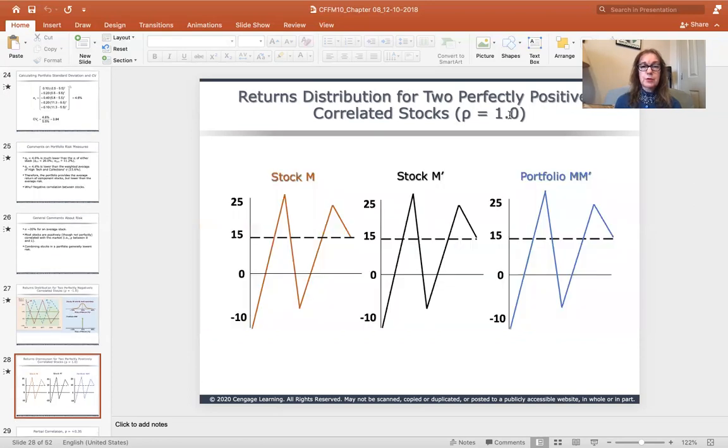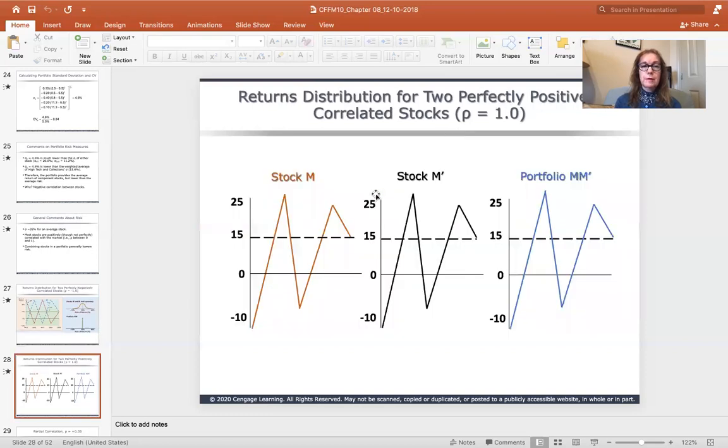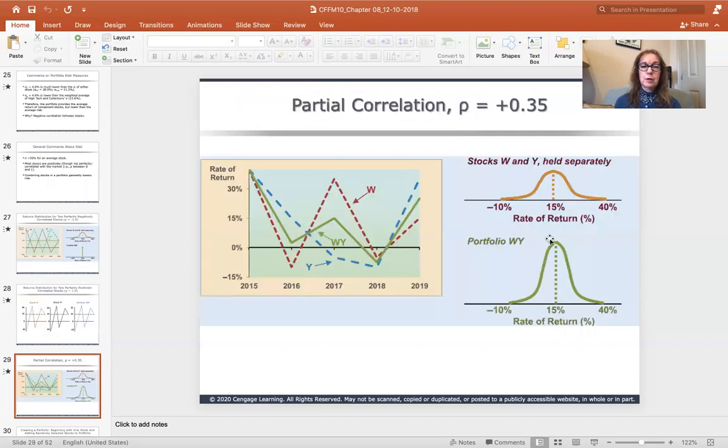Okay, so that was the perfectly negative correlation example. Here's two stocks that are perfectly positively correlated. So you have no diversification benefit from investing in those two. This is typically what happens. You've got a partial correlation. Here's a plus 0.35. And so this is what you end up with.